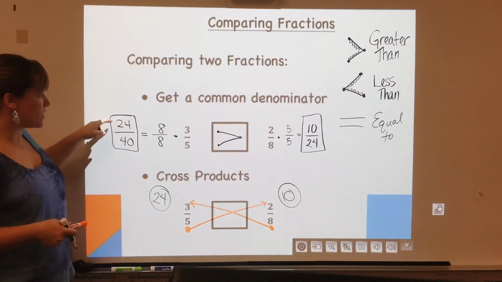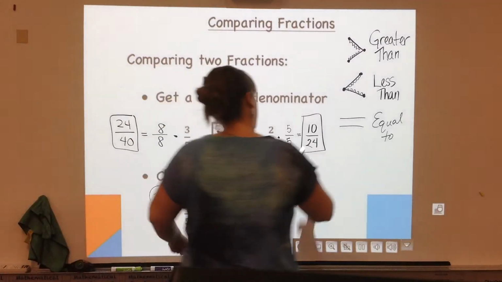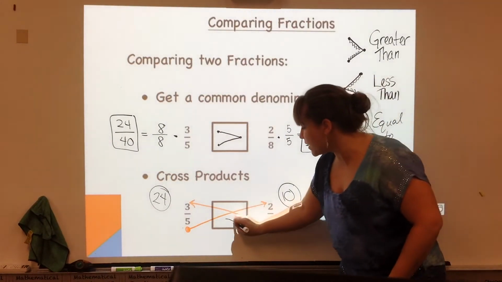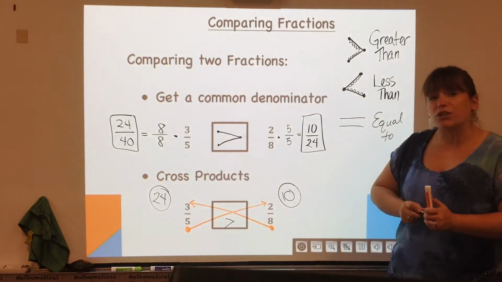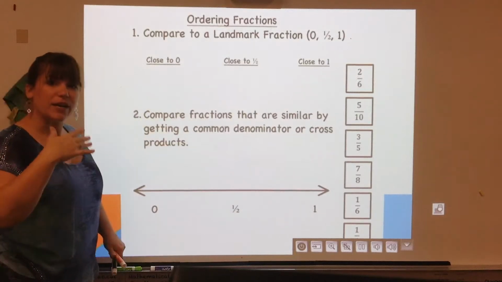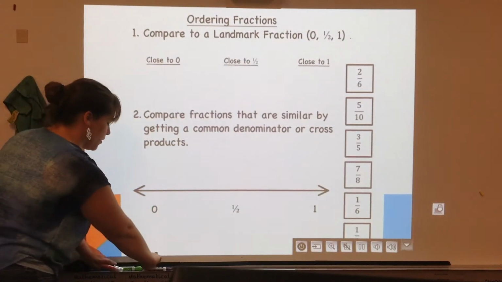So the 24 has to be referring to the 3/5 on this side, and then the 10, notice they're matching, is up over on the right. So you get the same answer, but using cross products as a strategy to do it. Okay, moving down that page, we're now going to talk about ordering fractions.